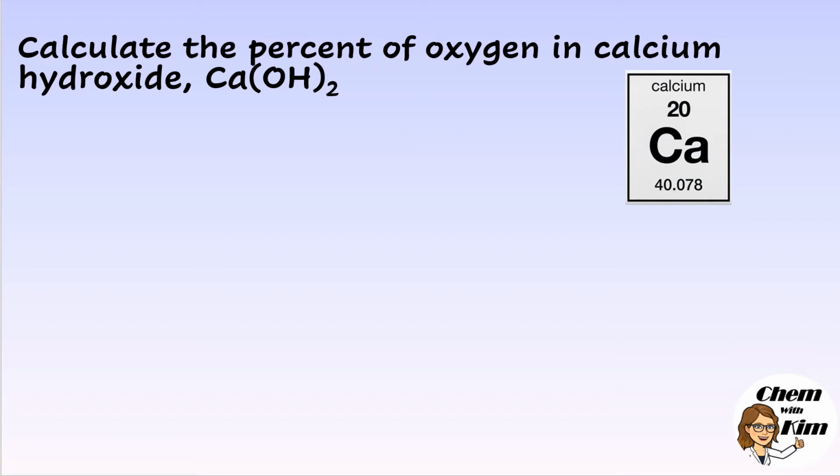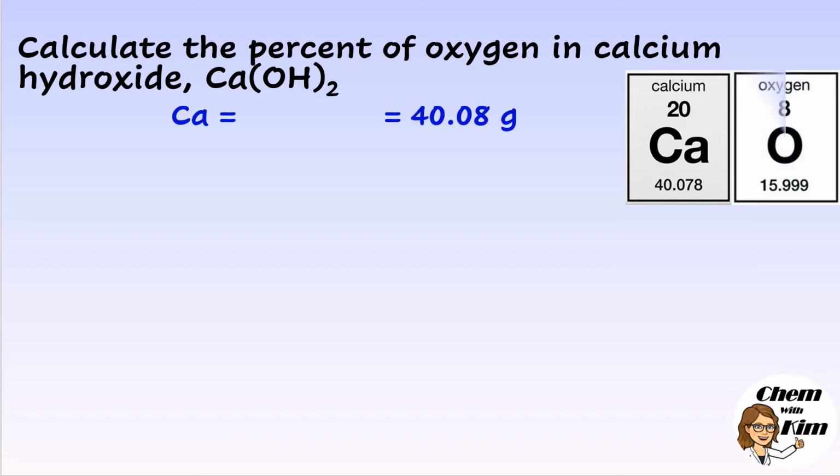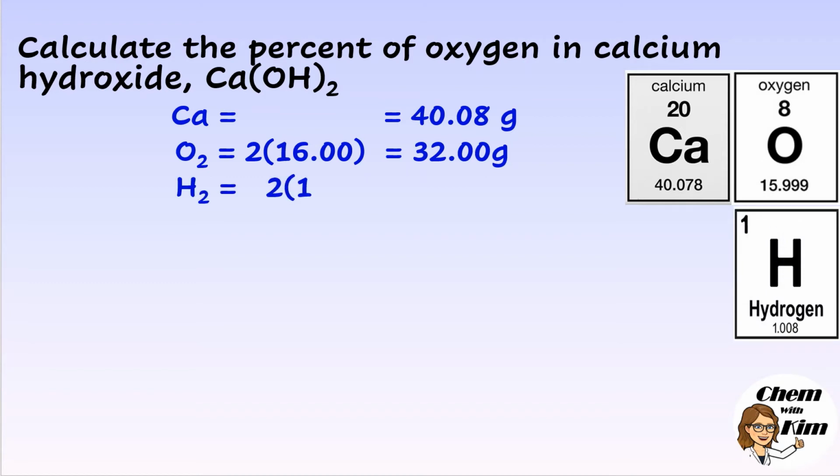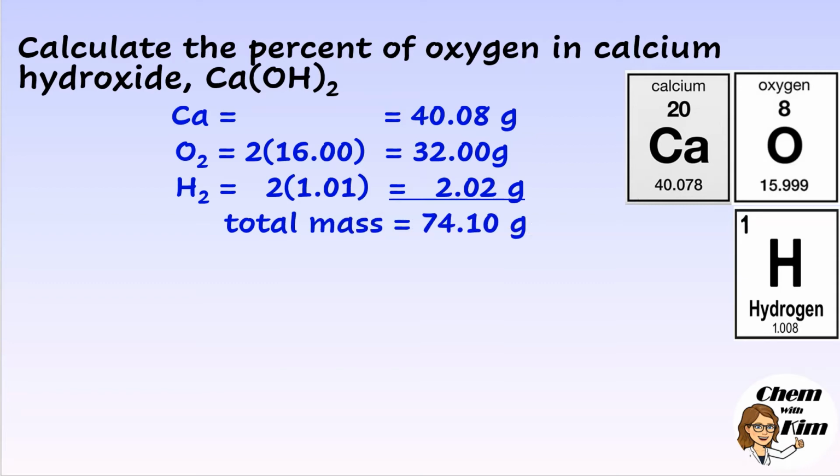Calcium's mass on the periodic table rounded to the hundredths place is 40.08. And there's only 1 calcium in the formula, so we'll take that mass one time. Oxygen's mass we round to 16.00, and looking at the formula, there are 2 oxygen because there's a subscript outside the parentheses. So 2 times 16.00 is 32.00. There's also 2 hydrogens, so we're going to round hydrogen's mass to 1.01, multiply by 2 to get 2.02, and then we need to add all 3 of those numbers together to find the total mass of calcium hydroxide.